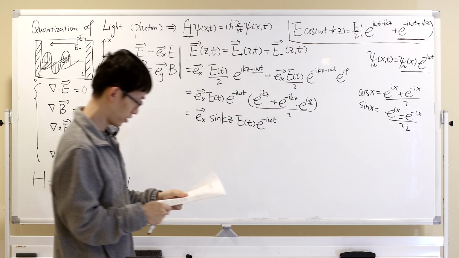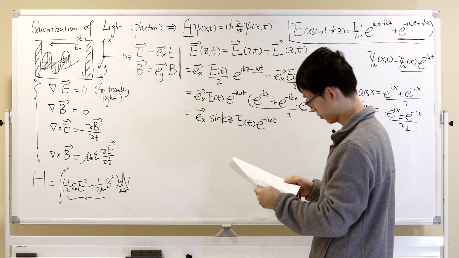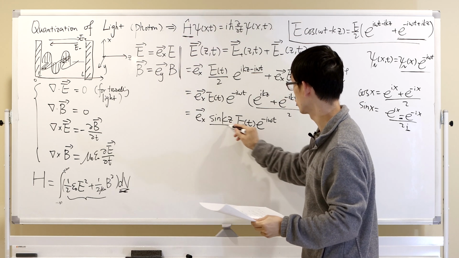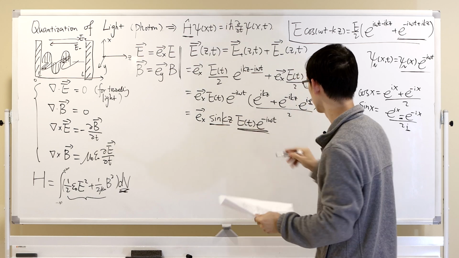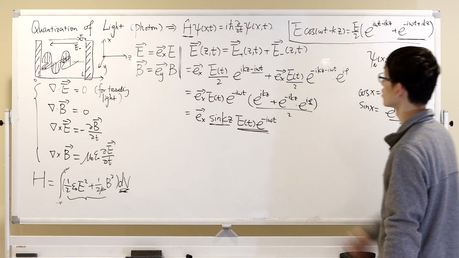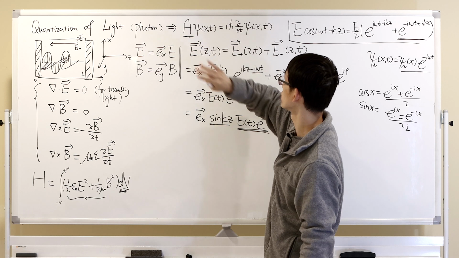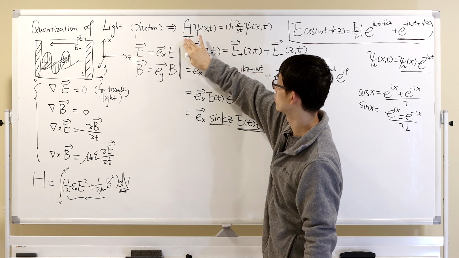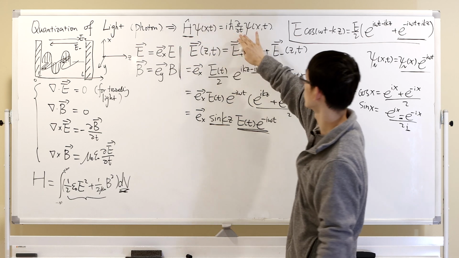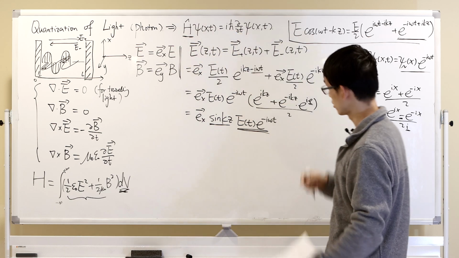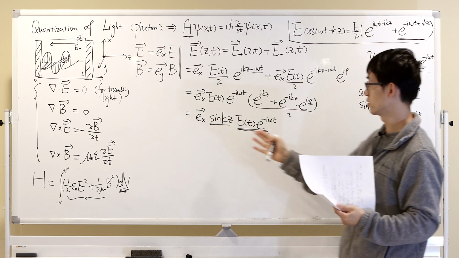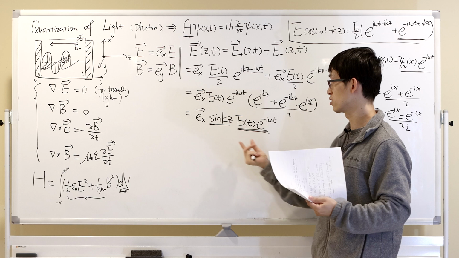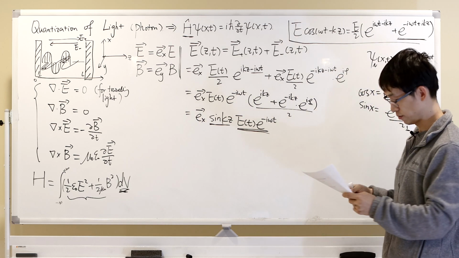Here what we will see is that there are two different types of variables. In the Schrodinger equation, the Hamiltonian is a function of position, and this part is a function of time. So it makes sense to separate the position term and the time term.